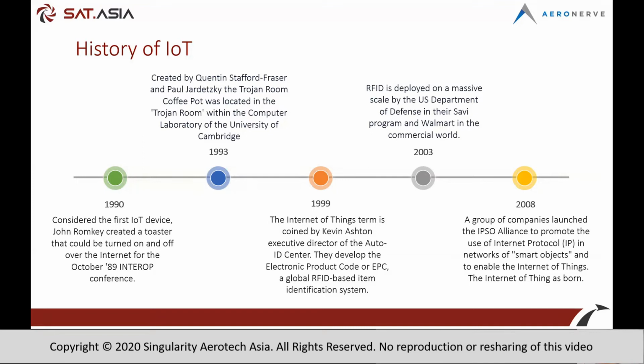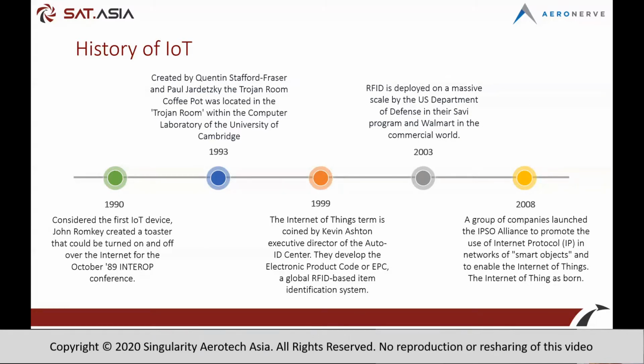When you talk about IoT, it really started with the internet connected with things in the 1990s. The first IoT device is a toaster that can be turned on and off over the internet. And then you also have a coffee pot in Cambridge, where the coffee machine is connected to a camera that you can view from the internet. So they connected the coffee pot with the internet.